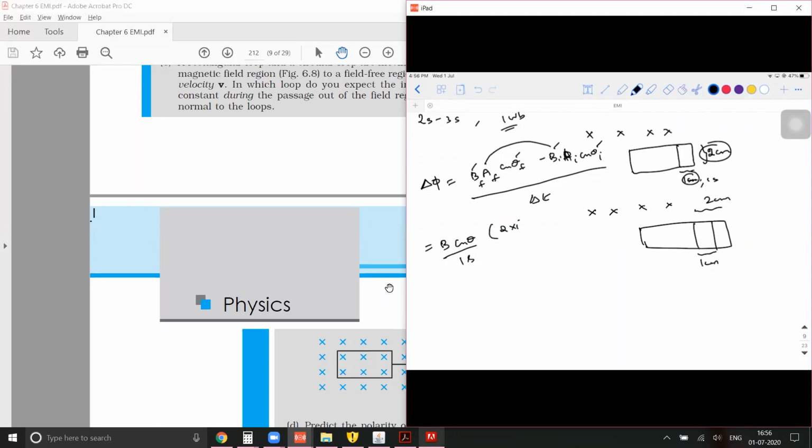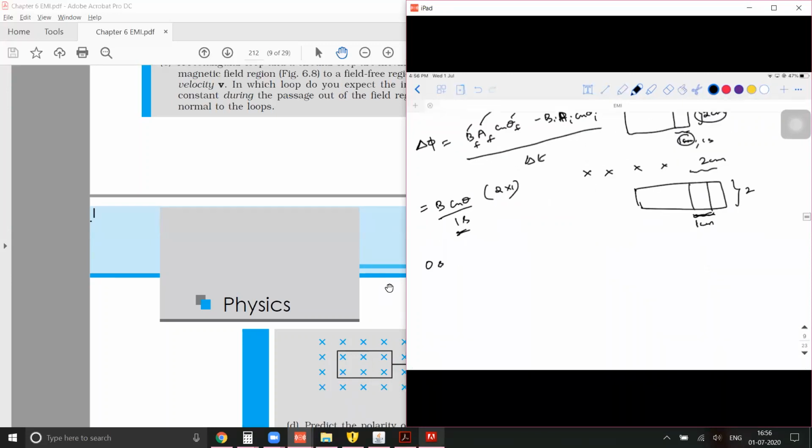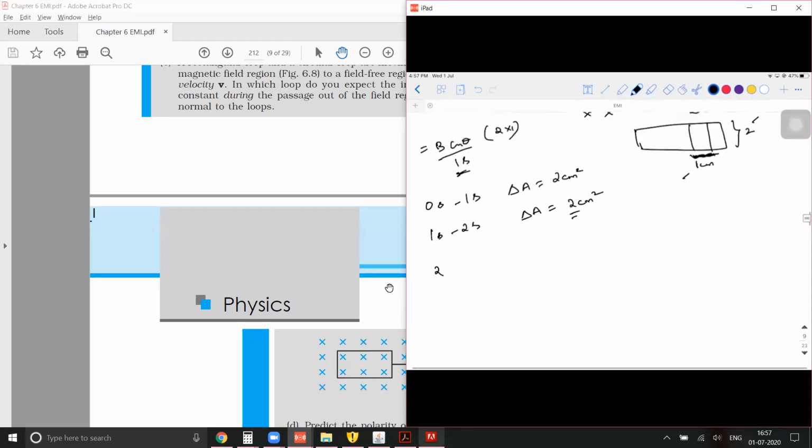If I take this as 2 centimeters, what would have been the change in area here? It will be 2 into 1, in how much time? The same 1 second. You're able to understand, right? Between 0 seconds to 1 second, the change in area is 2 centimeters square. Between 1 second to 2 seconds, the change in area is still 2 centimeters square, because in the next 1 second only 1 centimeter has come out. So 2 into 1 is going to be 2 centimeters square. So between 2 seconds to 3 seconds, what will be the change in area? It will still be 2 centimeters square.